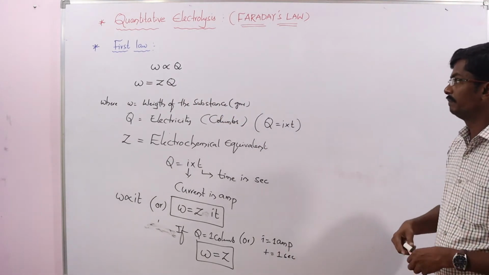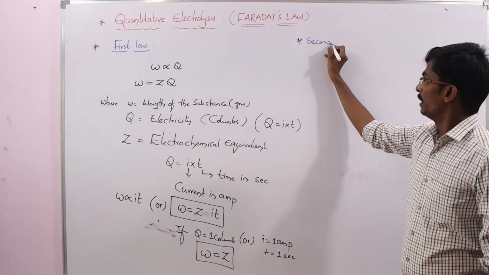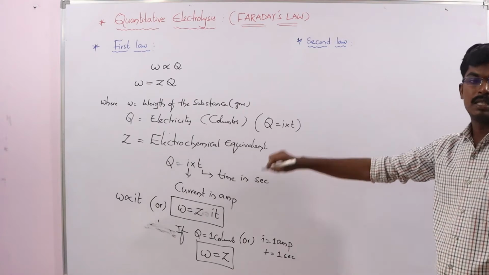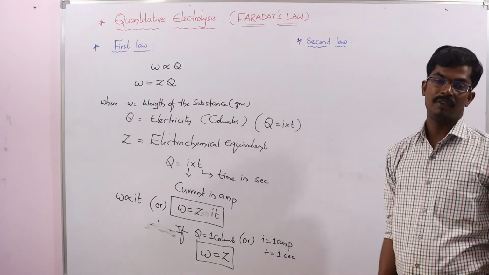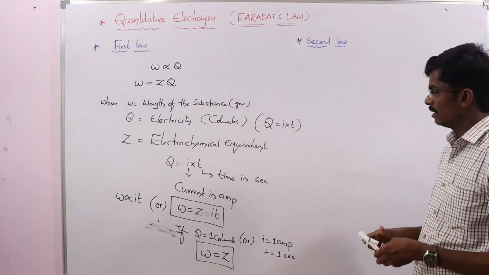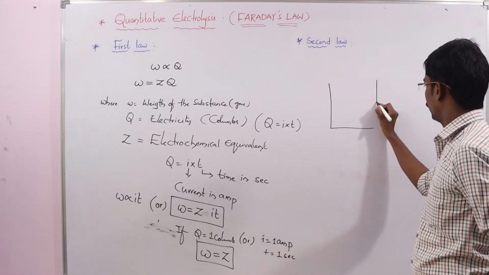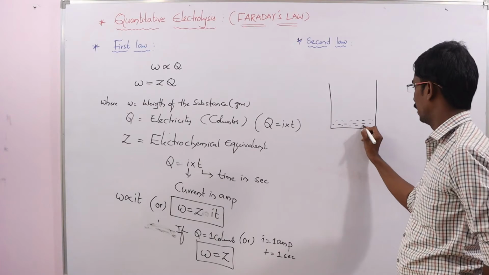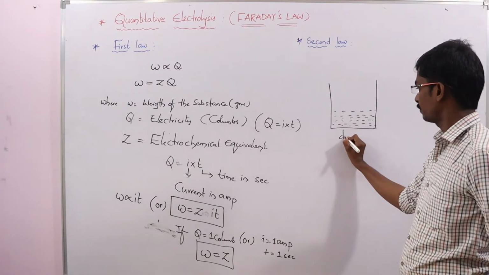Now let's see the second law. The second law states that when we pass the same quantity of electricity through different electrolytic cells connected in series, for example, I take one electrolytic cell which has dilute H2SO4 as the electrolytic solution.